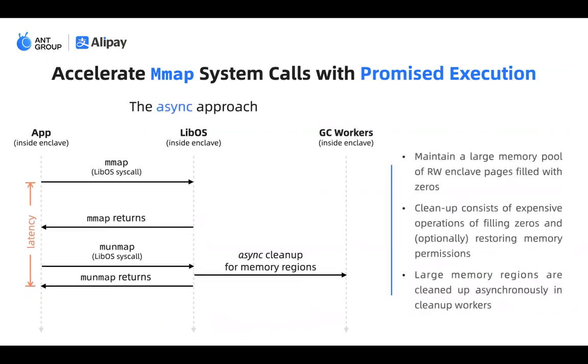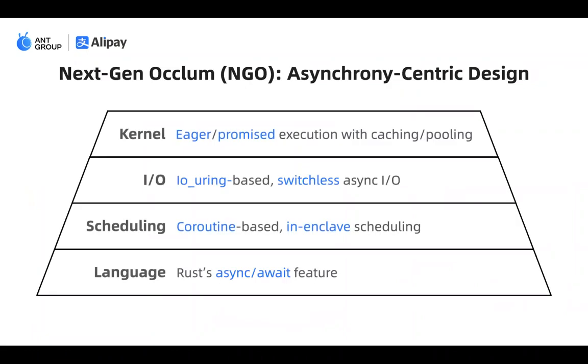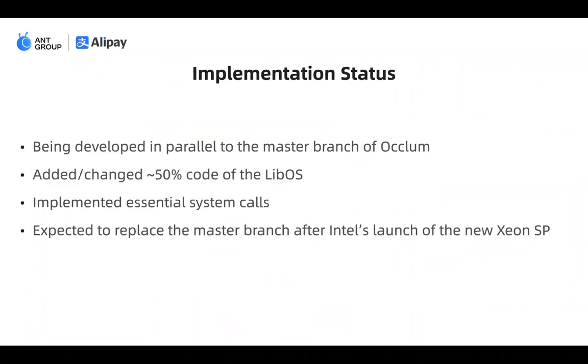Okay, we can do a similar trick with the memory map system call. And with this AsyncCentric design at these four levels, we can achieve very close to native performance with these IO-intensive system calls.